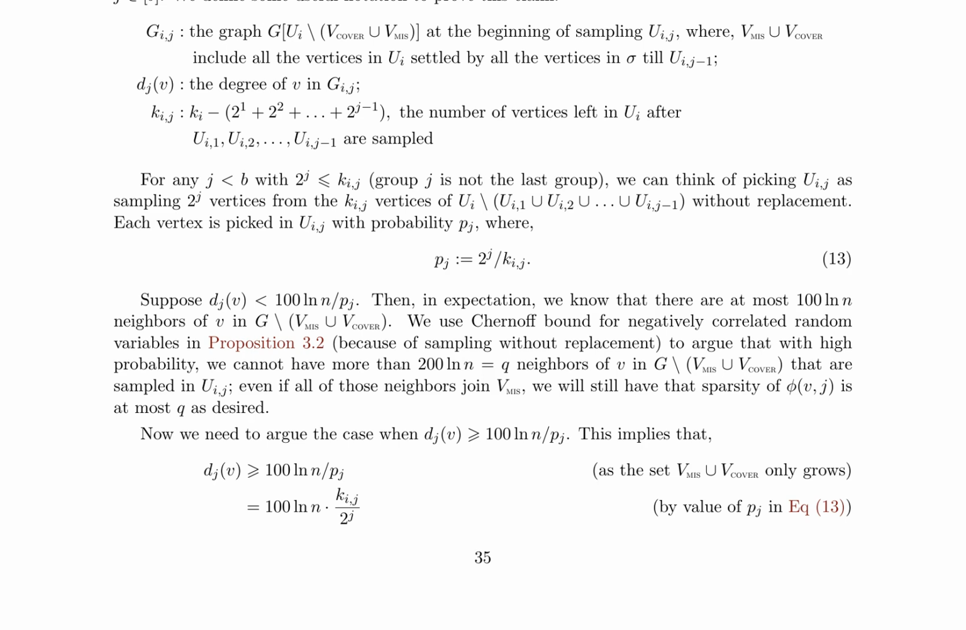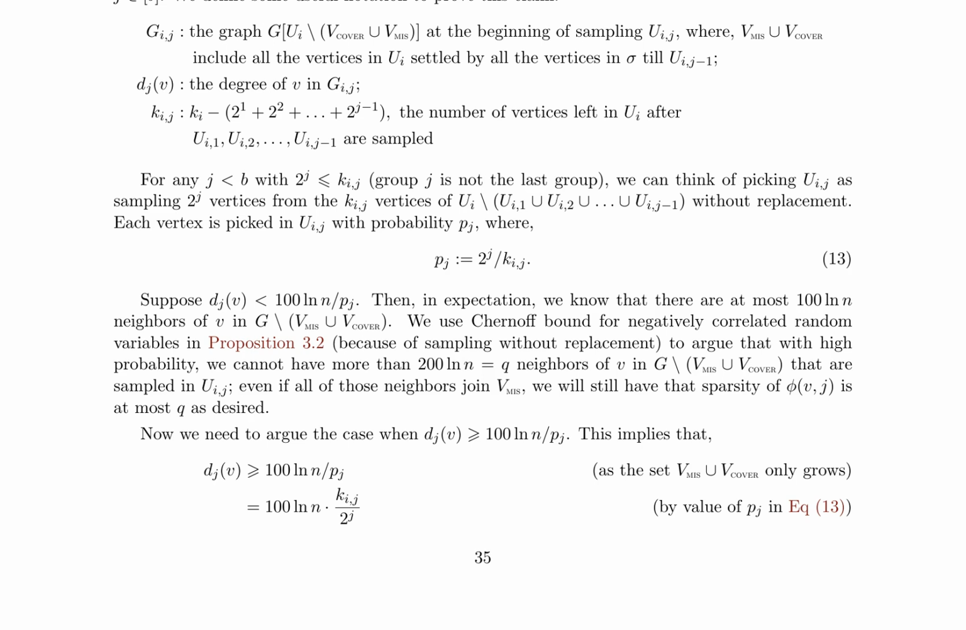The probability that the case norm of phi_v,j star greater than q happens is bounded using claim 4.11. This claim states that for any j greater than 1 and any vertex v element of V Ms, if the norm of phi_v,j-1 equals 0, then the norm of phi_v,j is less than or equal to q with high probability. The claim is proved by considering two cases: when d_j(v) is less than 100 ln n p_j, and when d_j(v) is at least 100 ln n p_j.